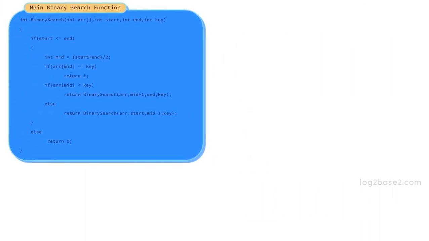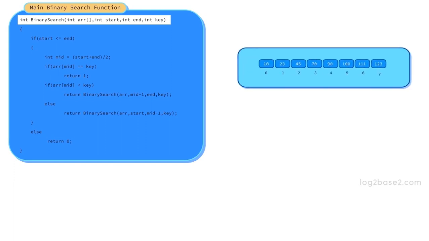So let us see the code for binary search function and explain it using the same case. So here we have the binary search function, and we will pass the array, start of the array, end of the array, and the key to be searched into the function. So here this is the array. Its start is equal to 0, end is equal to 7, and the key to be searched is 45.